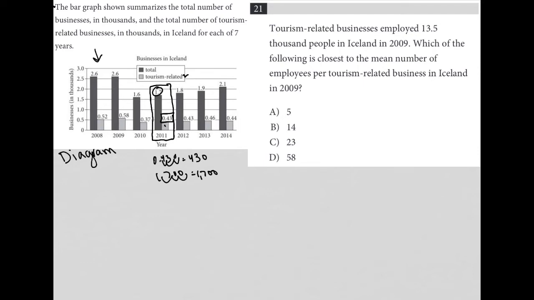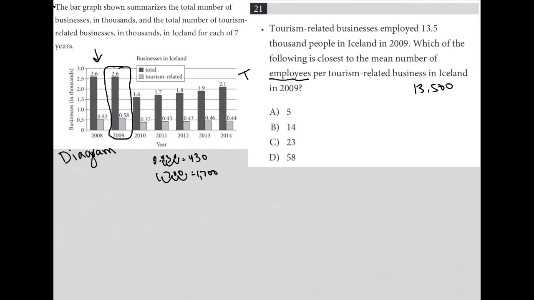Okay, so I think I'm pretty confident that I understand how to read the graph here. So question 21 says tourism-related businesses employed 13.5 thousand people. So really it's 13,500 people in Iceland in 2009. So I'm focusing my attention on 2009 here. Which of the following is closest to the mean number of employees per, okay, so now I'm translating this, right?